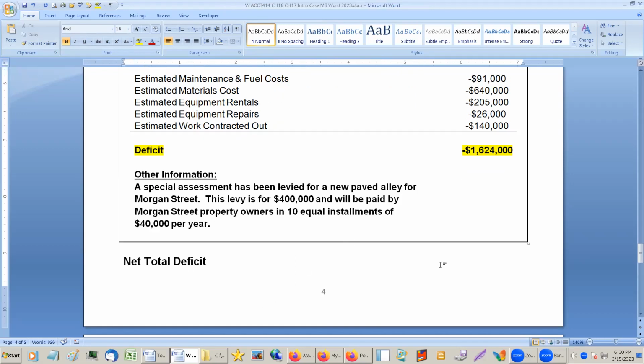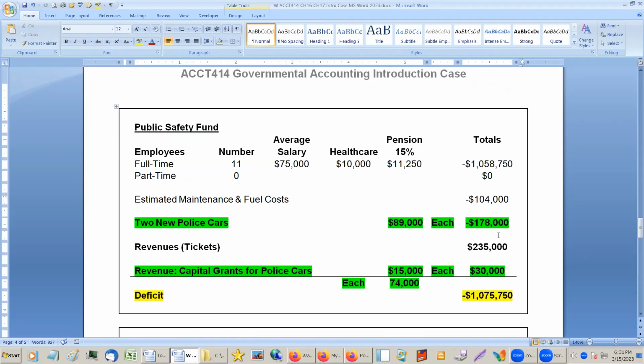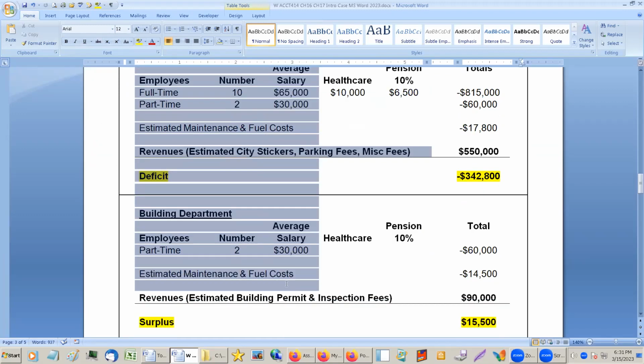I got minus 3 million. You may want to check that. Is that what you guys got? Your silence is worrying me. Here, this would be the easier way to do it.